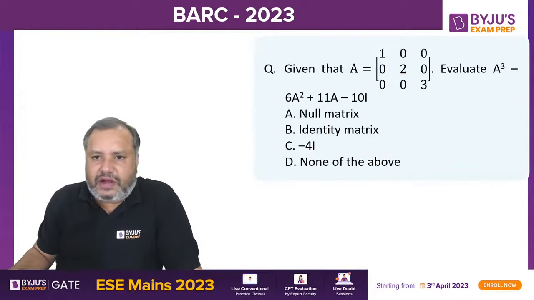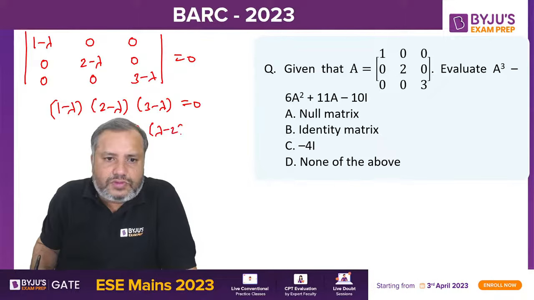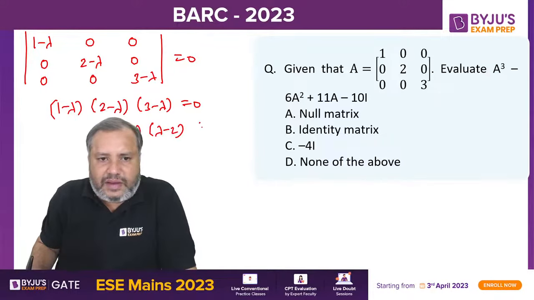1 minus lambda, 0, 0, then 0, 2 minus lambda, 0, then 0, 0, 3 minus lambda. Characteristic equation will be simply 1 minus lambda, 2 minus lambda, and 3 minus lambda. Correct? Multiply this. So what will you get? Lambda minus 1 and lambda minus 2. And this can be written as lambda minus.